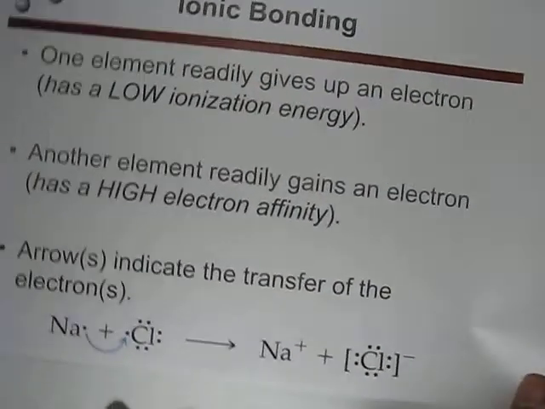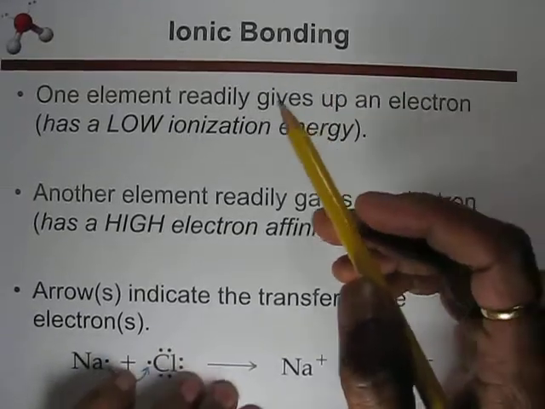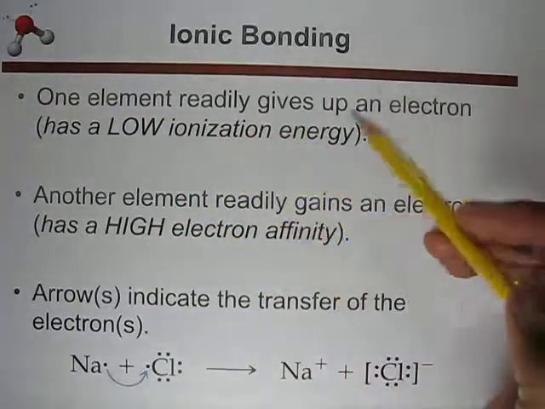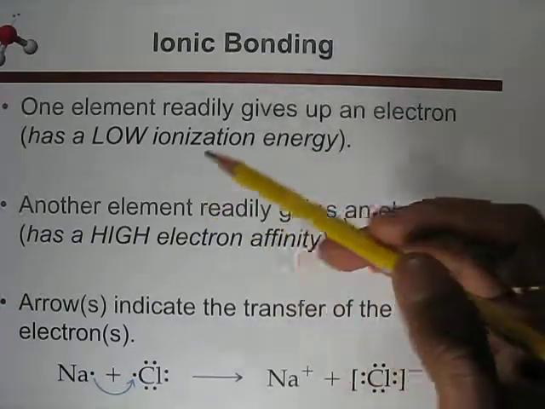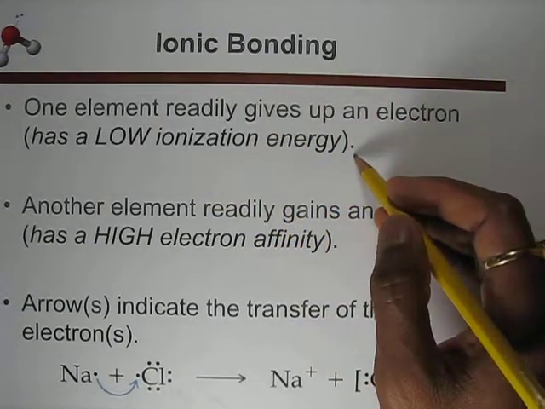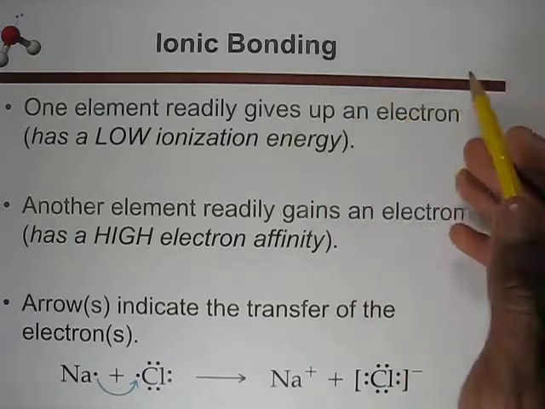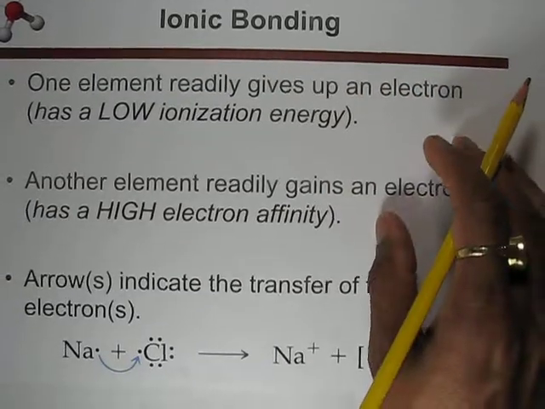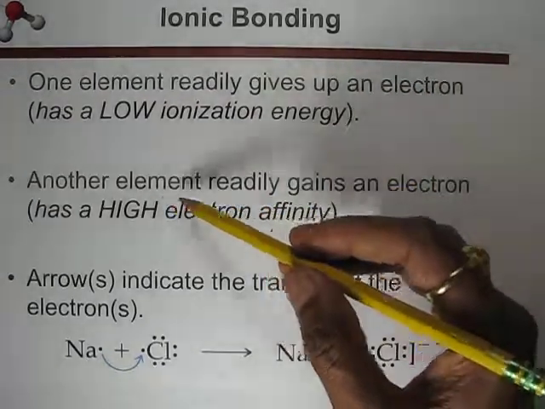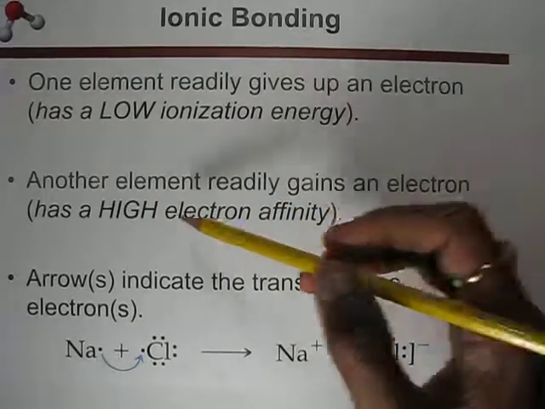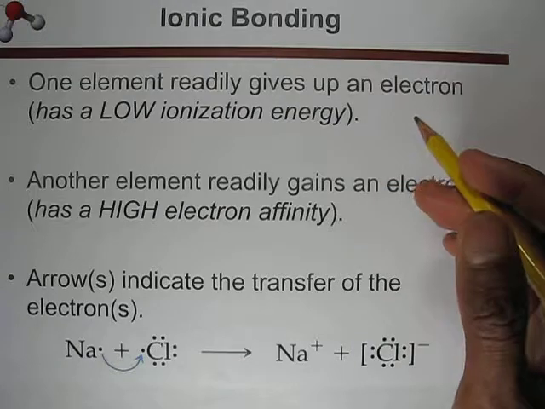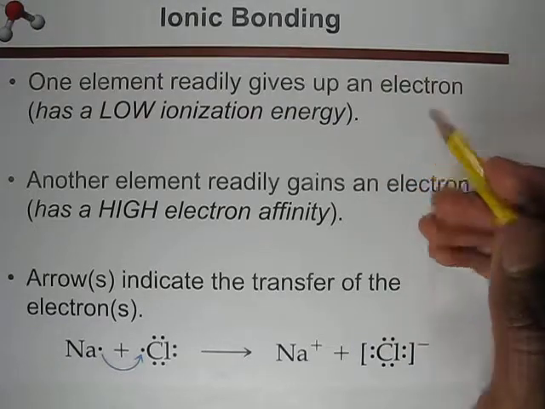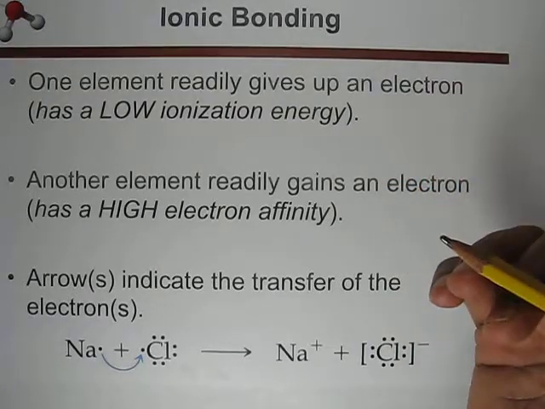So let's come back to our ionic bonding. So in ionic bonding, one element readily gives up an electron which has low ionization energy. Usually metals have low ionization energy and they lose the electron very easily. Another element readily gains an electron, has a high electron affinity. So non-metals have very high electron affinity, that is why they have tendency to gain the electron.